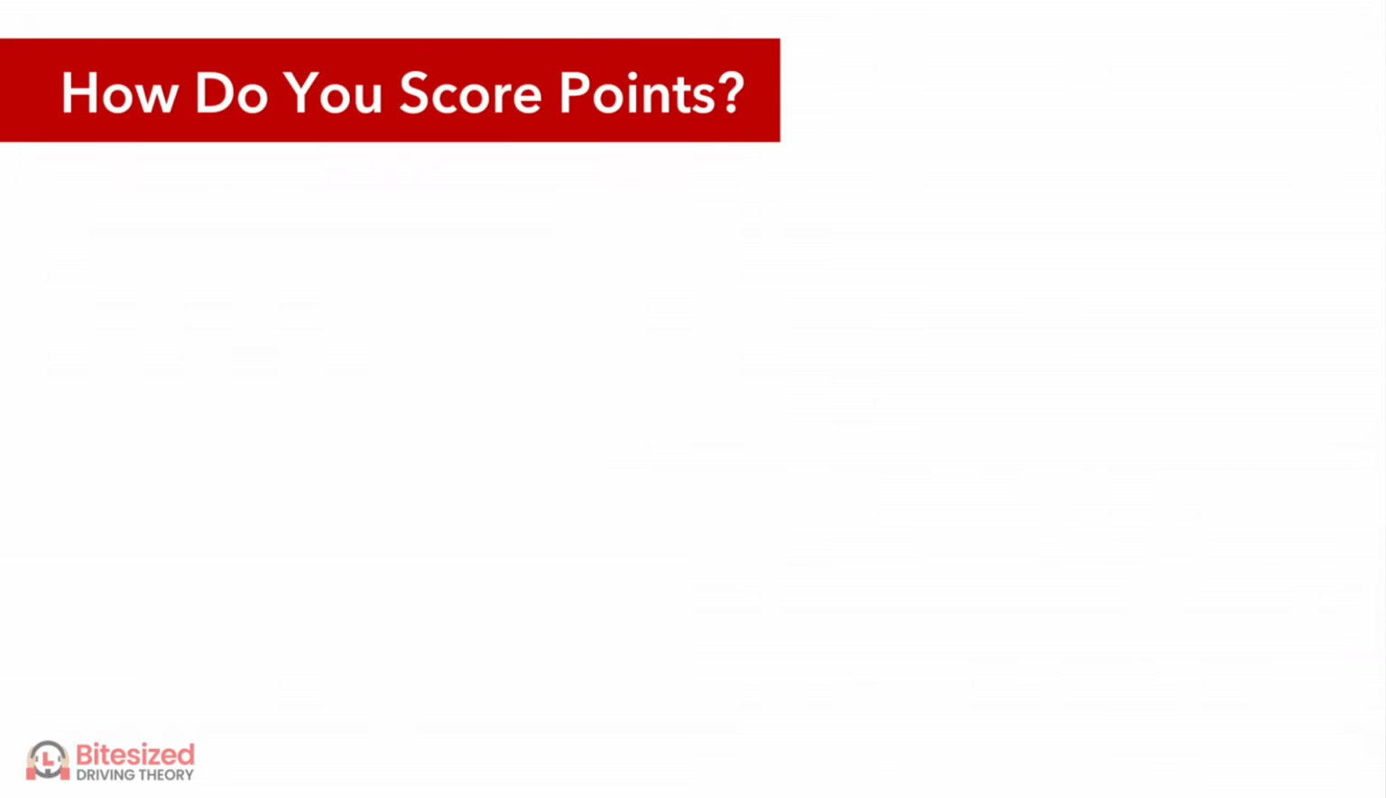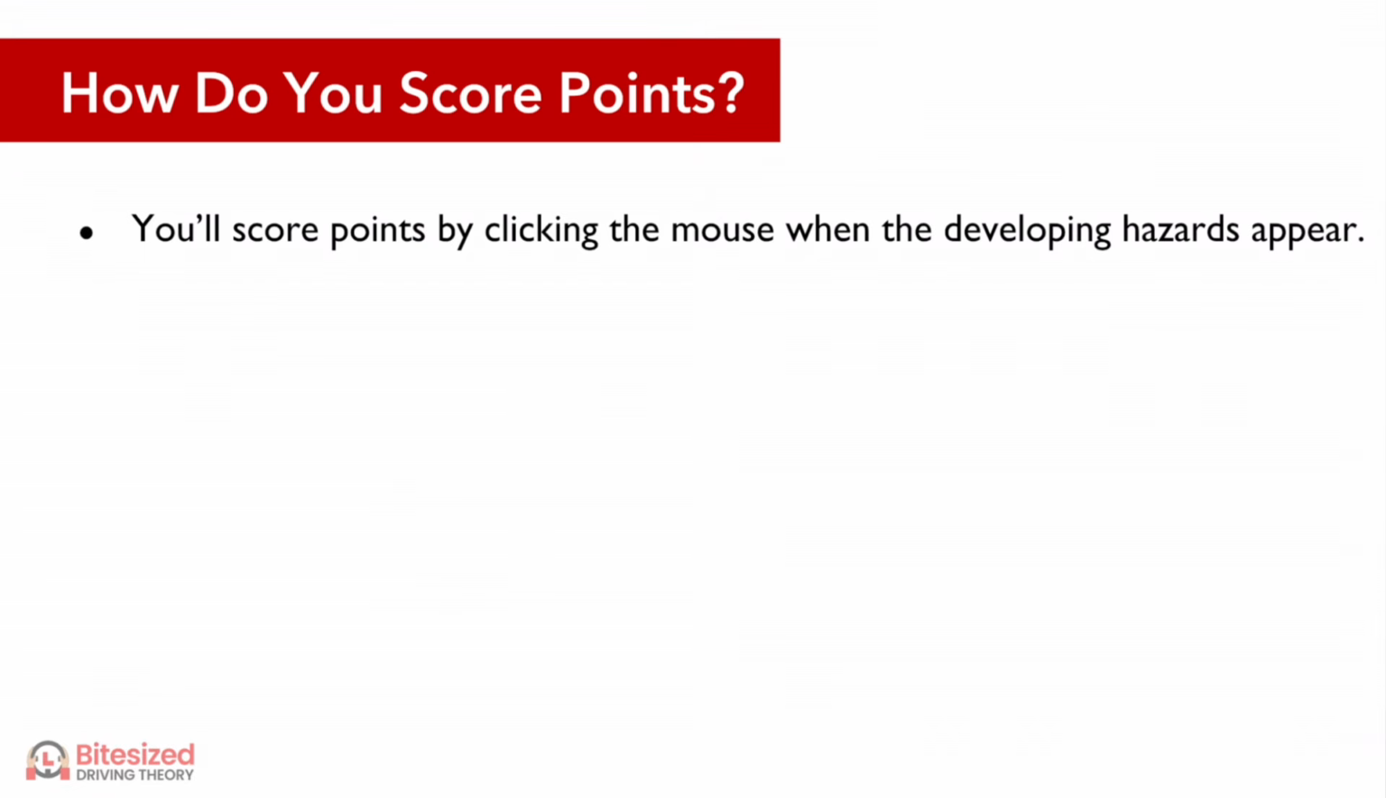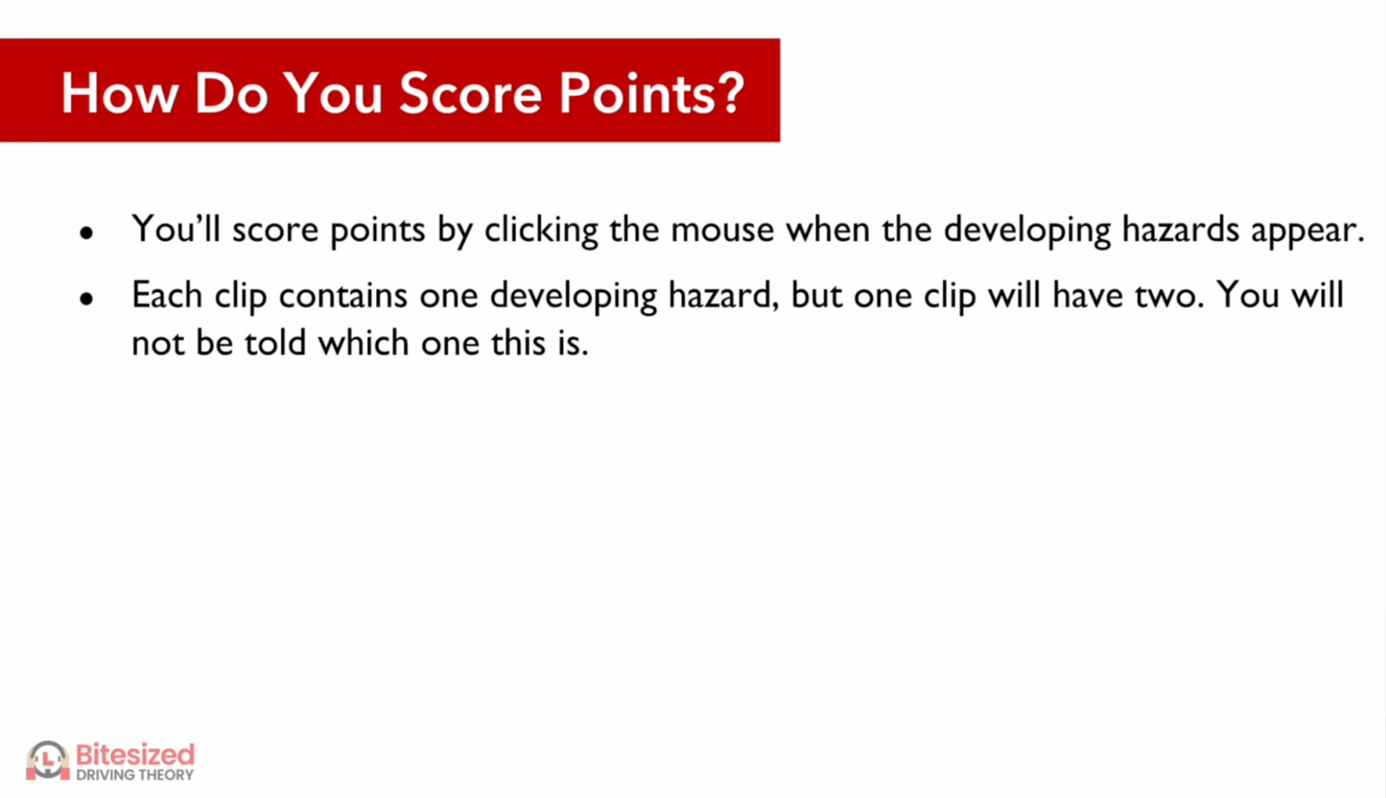So, how do you score points on the hazard perception test? You'll score points by clicking the mouse when the developing hazards appear, and there's more in just a moment on what a developing hazard is. But you'll score points by clicking your mouse when you see a hazard begin to develop. Each clip contains one developing hazard, but one clip will have two, and you won't be told which one this is. So 13 of the 14 clips will have one developing hazard. However, one of the 14 will have two developing hazards in it, and it's your job to spot when they appear. Don't worry too much about trying to decide which is which, because we'll cover in just a moment that if you click and there is no developing hazard, you won't lose points.